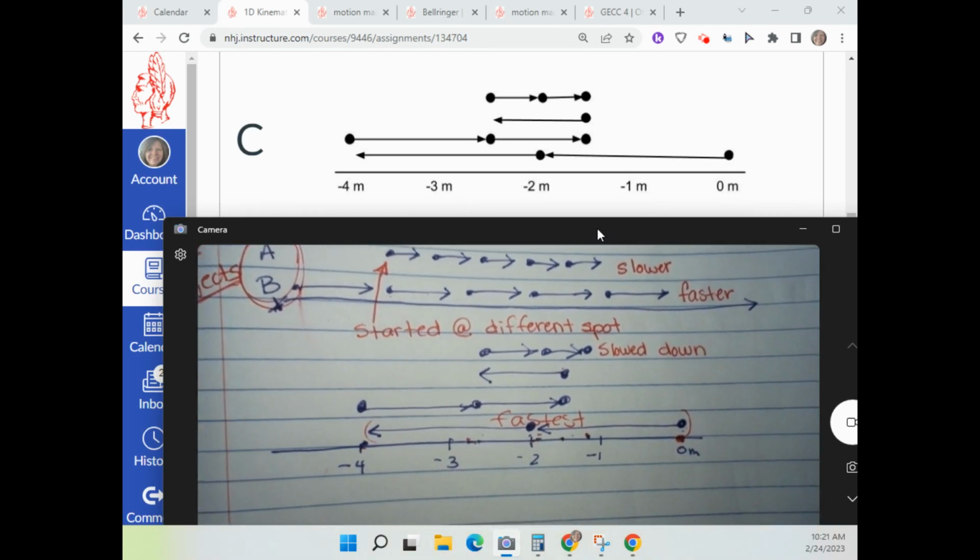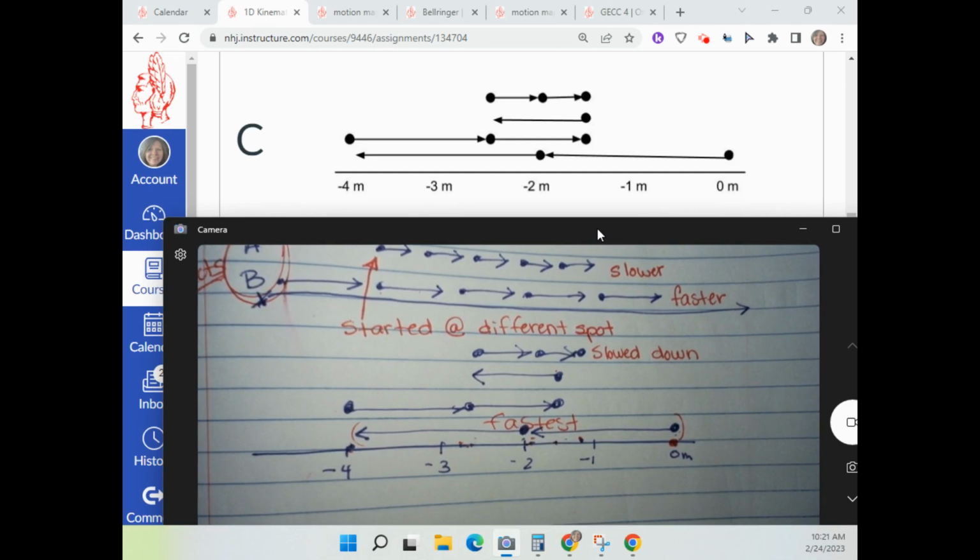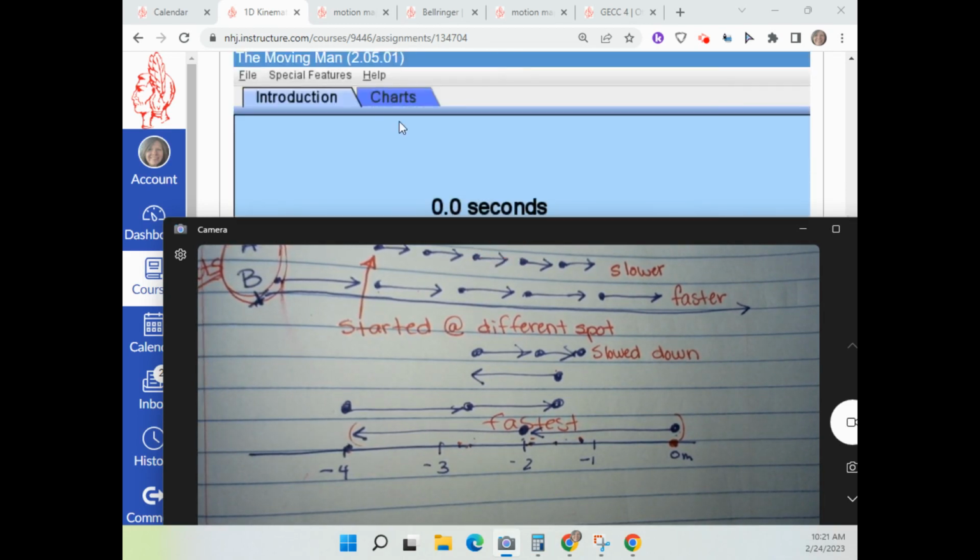You tired of writing for right now? Maybe? Okay, let's look at something that might help us. So we're going to look at this moving man PhET simulation and try to understand that. I'm going to stop recording because there's another video for that.